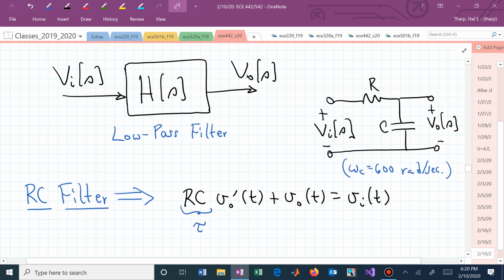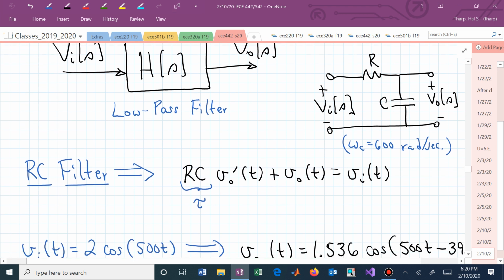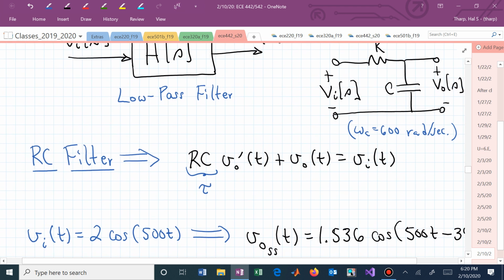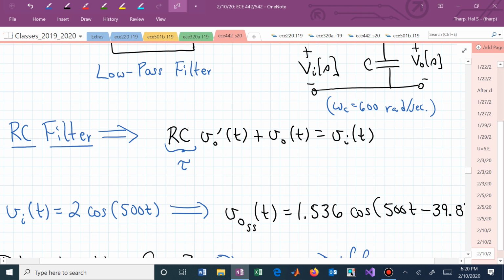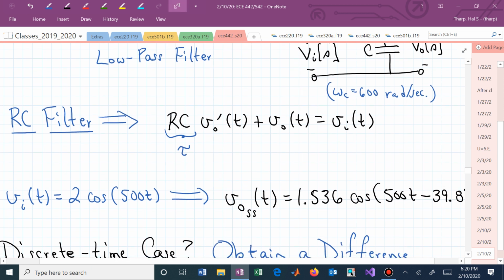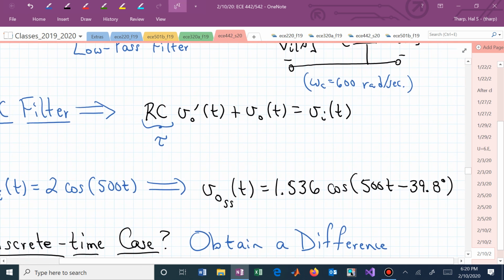And our pole is the reciprocal of that time constant. But we derived, or you could derive, that first order differential equation that governs the dynamics of that RC filter. Put in an input of 2 cosine of 500 and look at what results, and that's going to be 2 times this 0.768. Is that what it was? And then our angle was about 40 degrees.